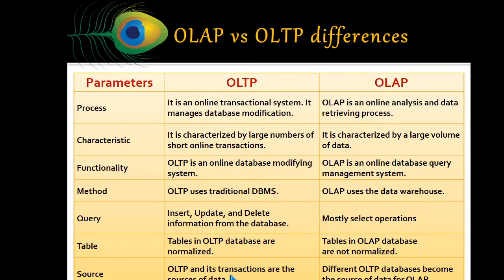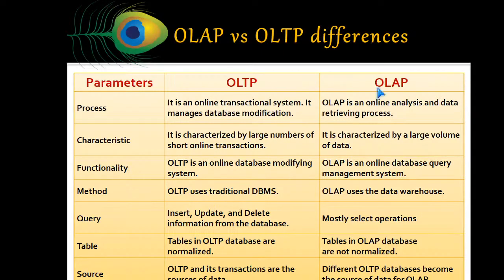Then source: OLTP and its transactions are the sources of the data, right? Different OLTP databases become the sources of data for OLAP. So you will understand this last point: OLTP and OLAP are interrelated. We combine different OLTP databases to create one particular data warehouse where we can apply these OLAP operations. So these are some of the important differences between OLTP and OLAP which you need to know.